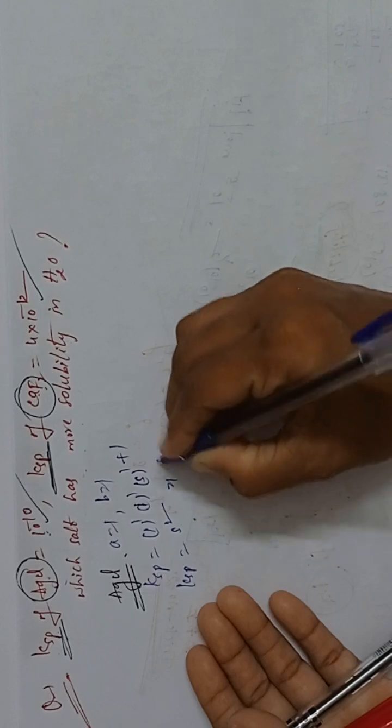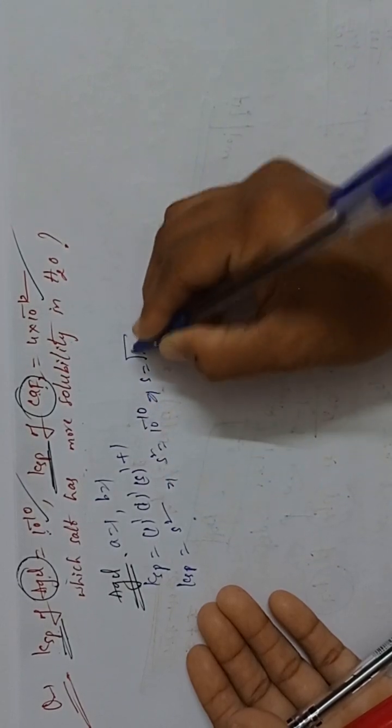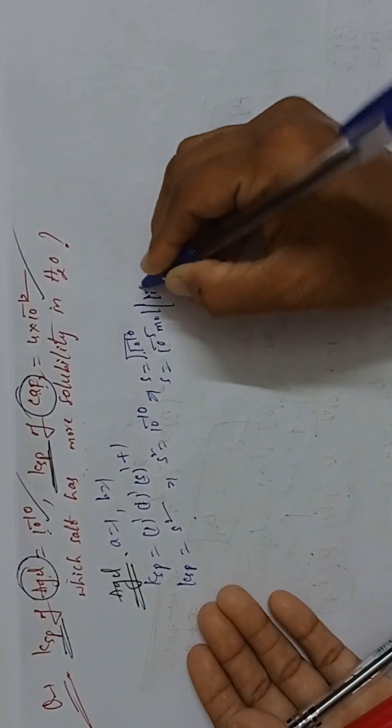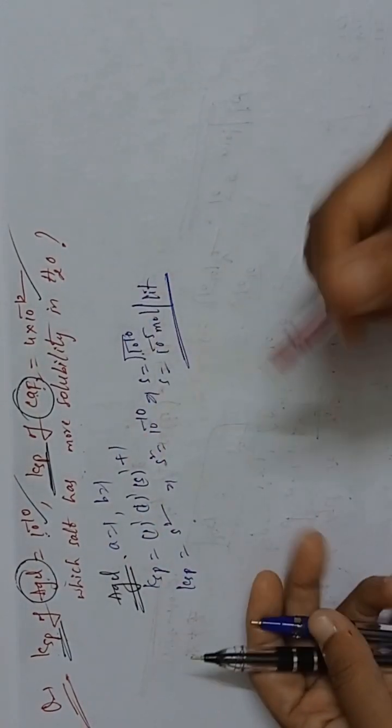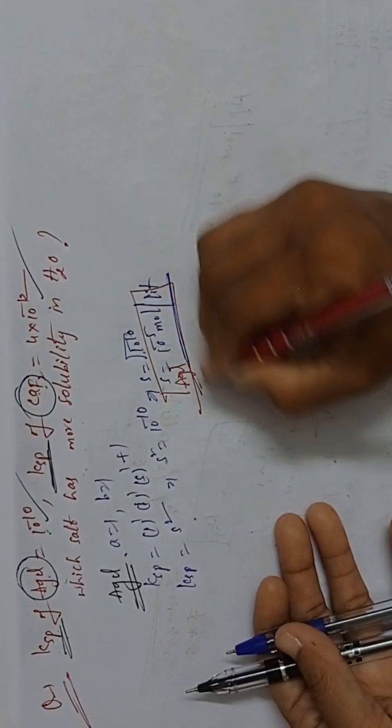The Ksp value is already given as 10 power minus 10. Then what is S square, students? 10 power minus 10. Then S is equal to the square root of 10 power minus 10. You will get 10 power minus 5 mole per liter. This is about AgCl. Okay, clear? 10 power minus 5. The AgCl solubility is completed.